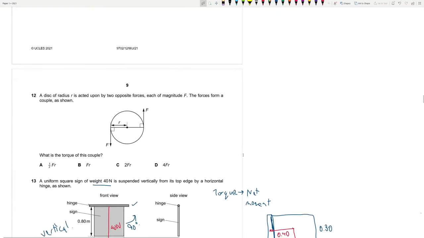Okay, moving on to 12. Torque of the couple. Torque is basically net moment. It's the product of the distance between the two forces and any one of the forces. Okay, so the total distance is 2r. It's going to be 2rf. So 2fr, 12 is c.